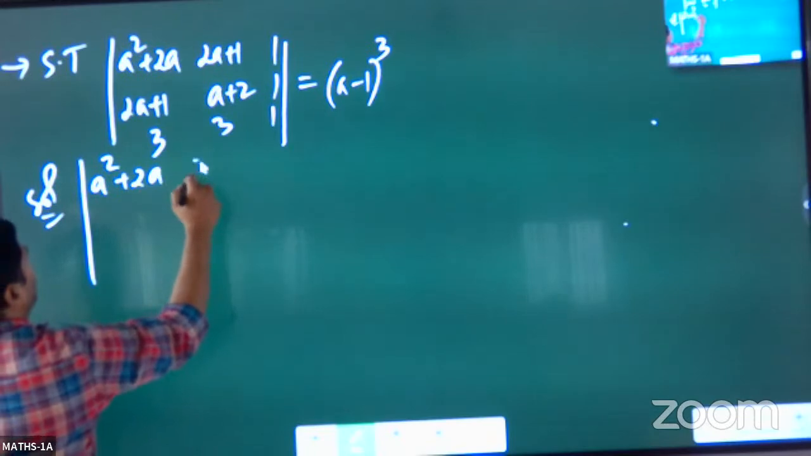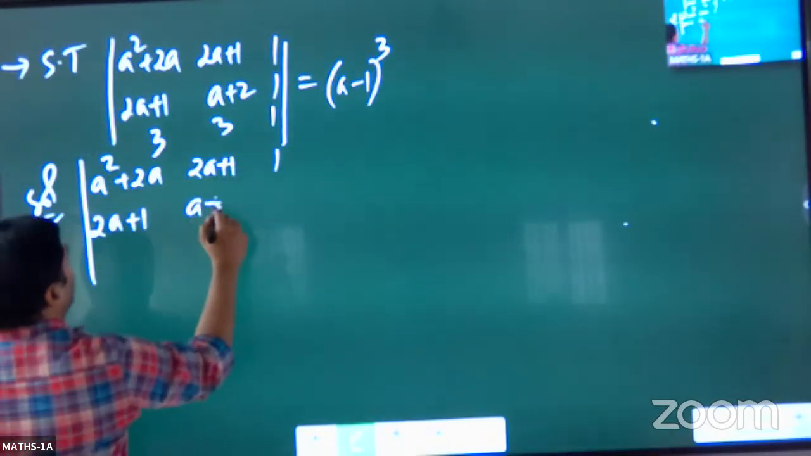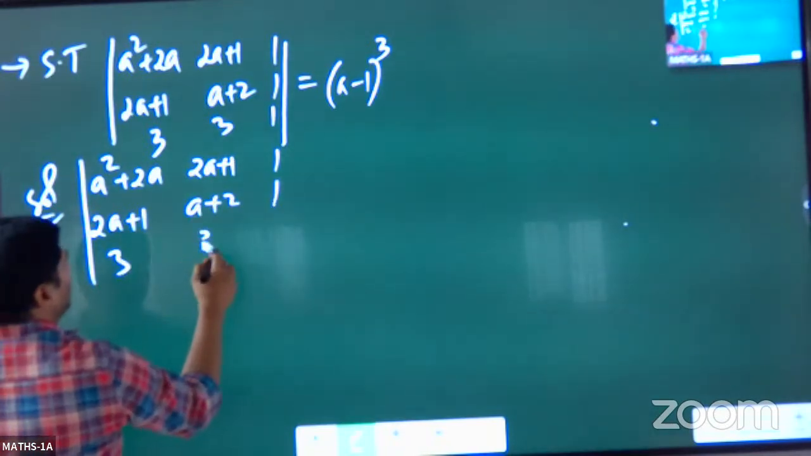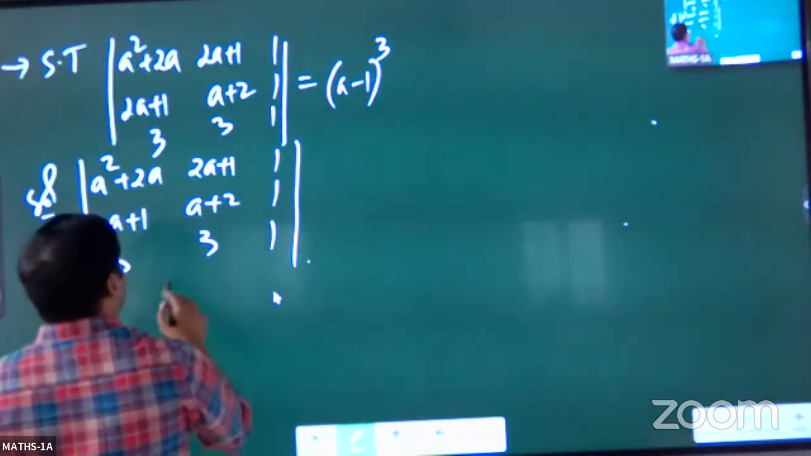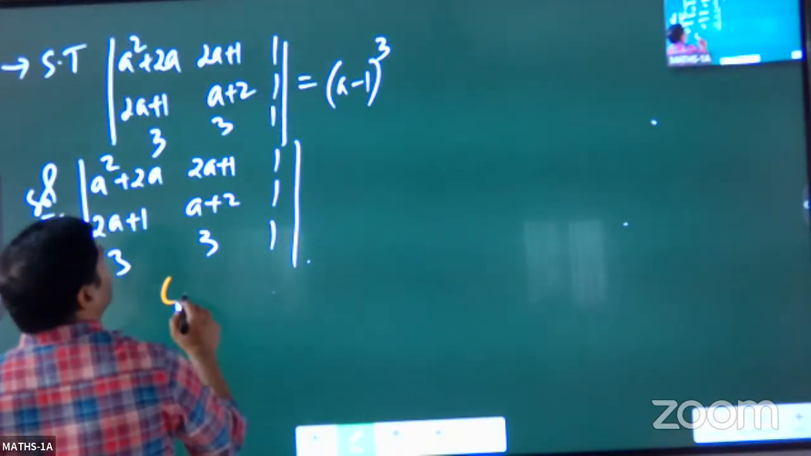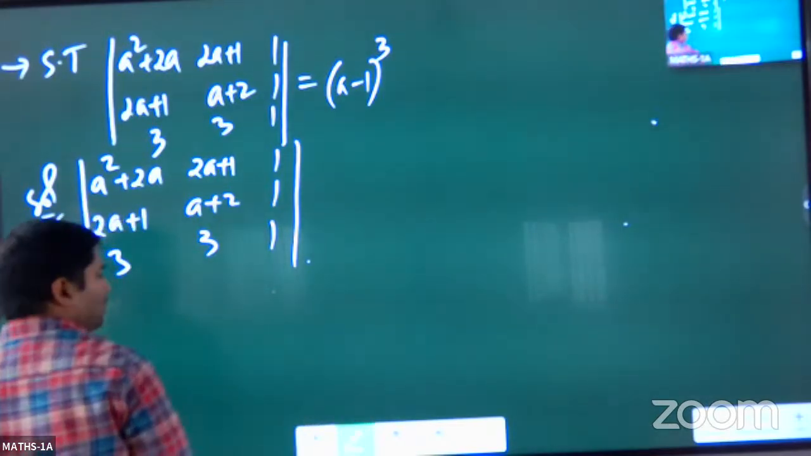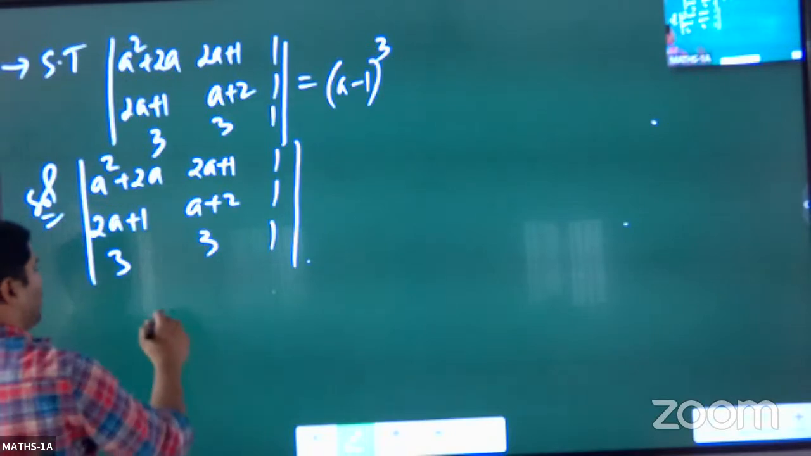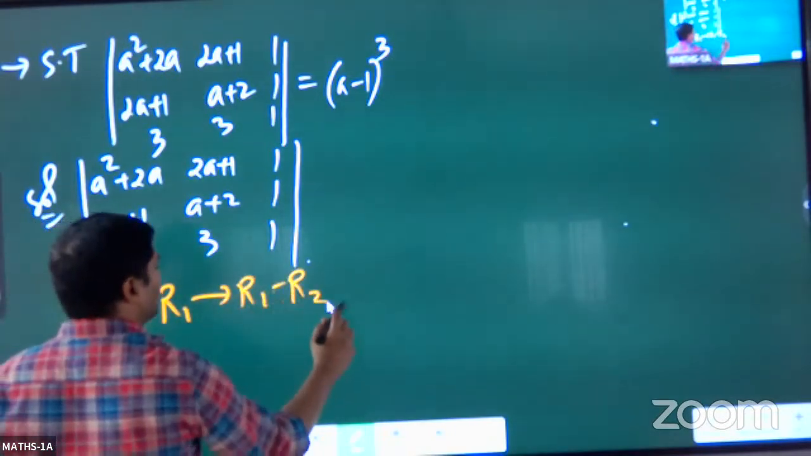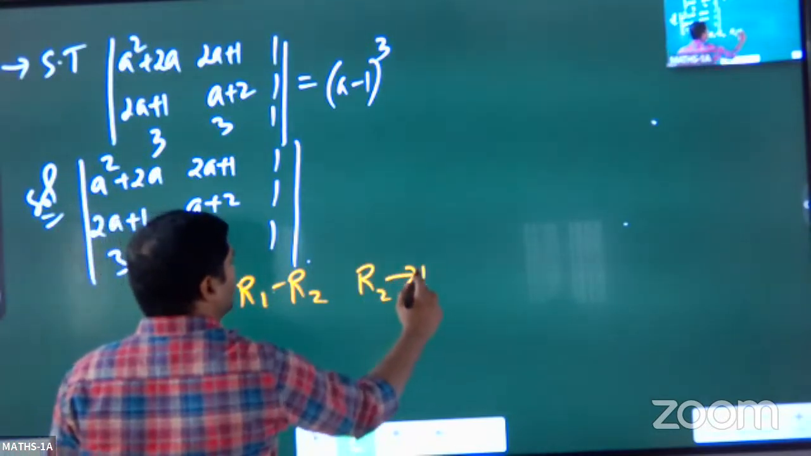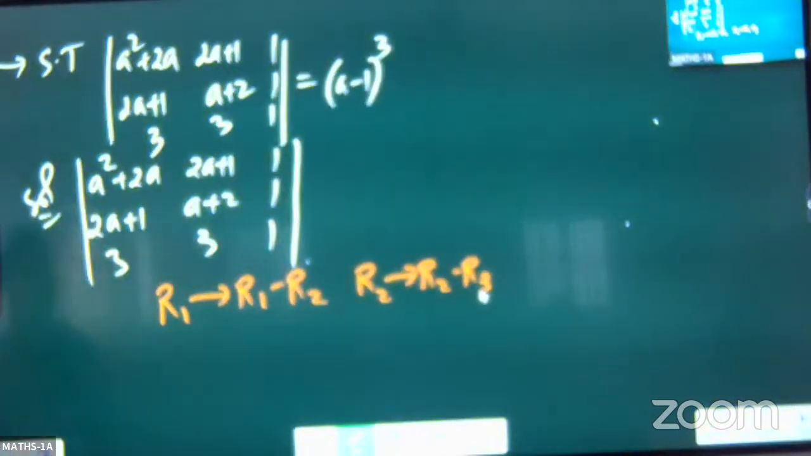Take your LHS determinant. 2A plus 1, 1. 2A plus 1, A plus 2, 1. 3, 3, 1. Now, the operation I'm going to do, have a look. Here, as I said just now, the ones are in a column. So do row operations. R1 tends to R1 minus R2 and R2 tends to R2 minus R3. Is it clear? Let us apply that.